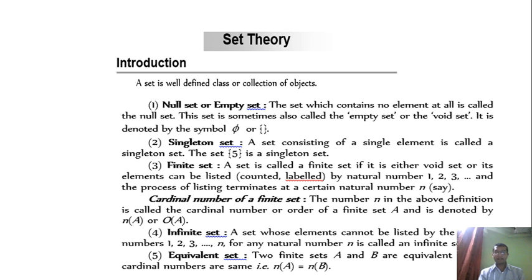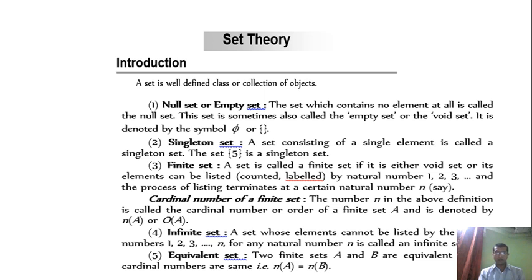Next, singleton set. As the name represents, a set containing only one element, or single element, is called a singleton set. Next definition, finite set. As the name suggests, a finite set is a set containing a countable number of elements. It is called a finite set.